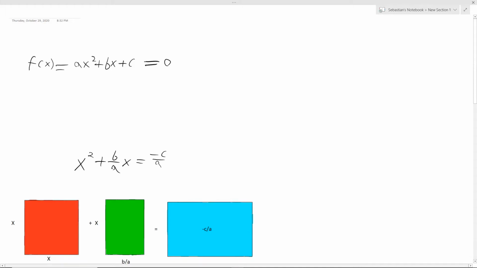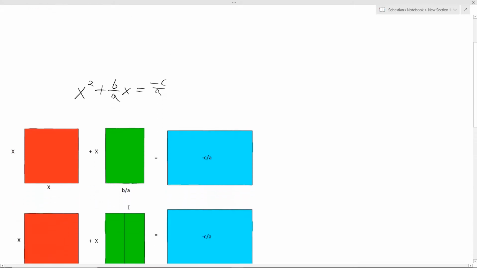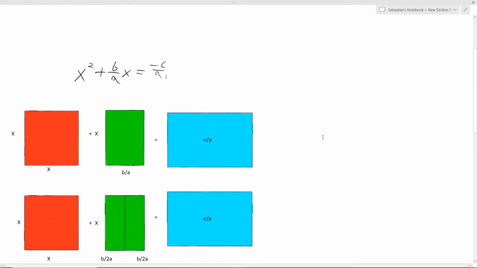Now, in the case of the blue rectangle, we're not really worried about the side lengths as much as the area, because really what we're doing in this equation geometrically is we're equating the areas of these different shapes. So moving on, first thing I'm going to do is split this green rectangle down the middle, and I'm allowed to do that because that's not really changing the area.